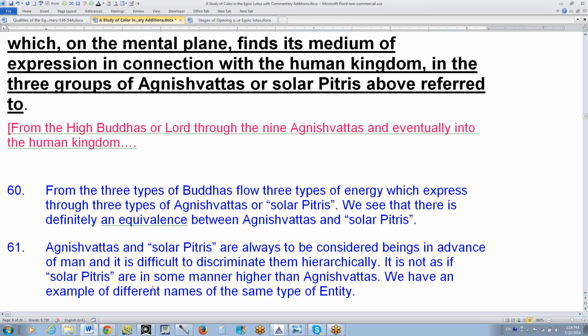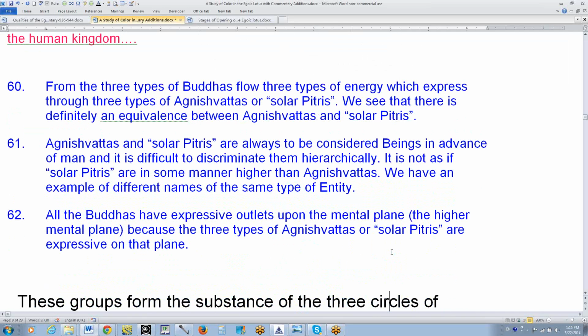Sometimes you wonder, solar angel, Agnishvatta, solar petri, are these exactly equivalent words? When we're told that solar petries are members of the council within the sun, it's another way of saying that so are the Agnishvattas and so are the solar angels. Agnishvattas and solar petries are always to be considered beings. I want to maybe capitalize that for emphasis. Beings in advance of man, and it is difficult to discriminate them hierarchically. It is not as if solar petries are in some manner higher than Agnishvattas, and we have an example of different names for the same type of entity.